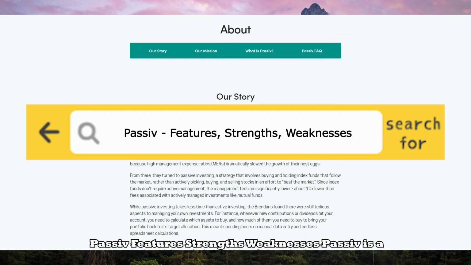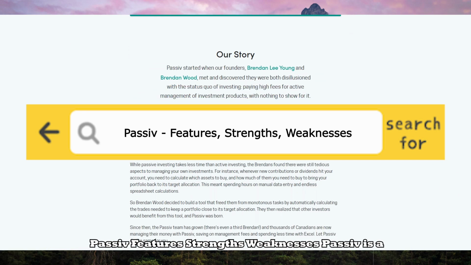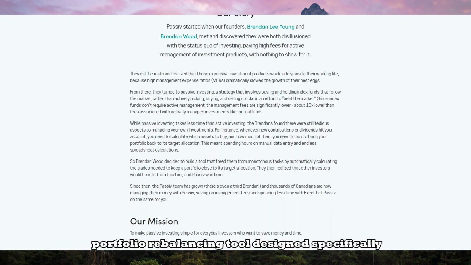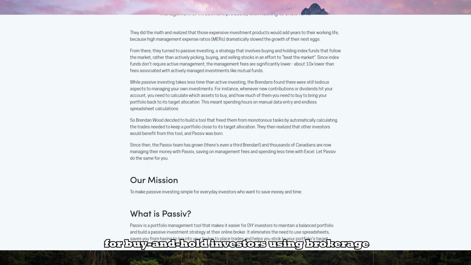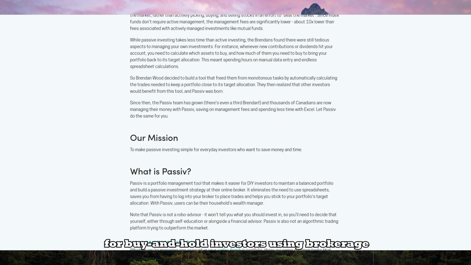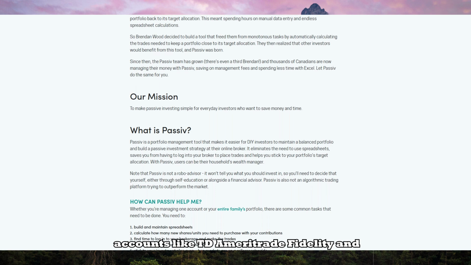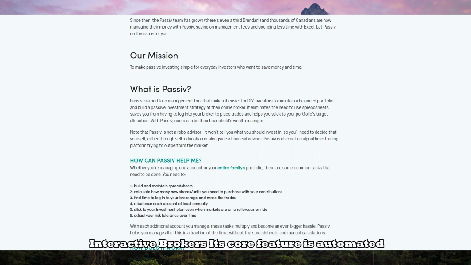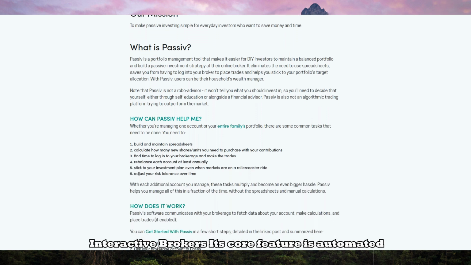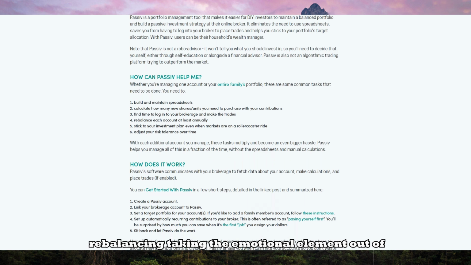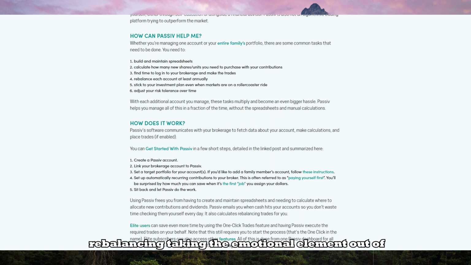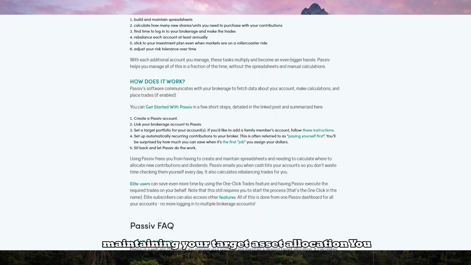Passiv features, strengths, weaknesses. Passiv is a portfolio rebalancing tool designed specifically for buy-and-hold investors using brokerage accounts like TD Ameritrade, Fidelity, and Interactive Brokers. Its core feature is automated rebalancing, taking the emotional element out of maintaining your target asset allocation.